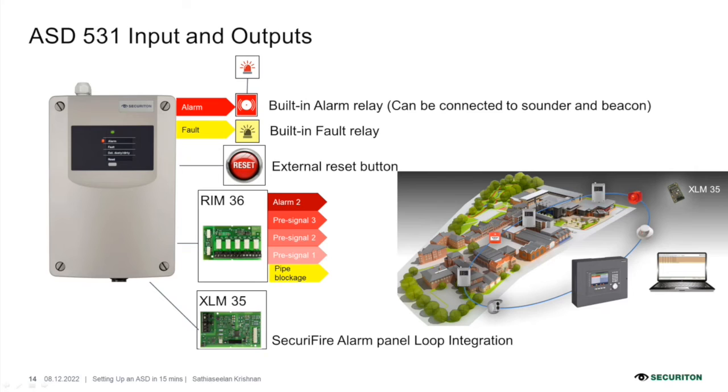And it also has an external reset button, which can be connected from the main board itself. There are connections for an external reset button, and if you press this button for more than 18 seconds, the ASD can be switched off or go into maintenance mode. That's also possible using an external reset button by the consumer. And as I mentioned earlier, on board itself we have alarm and fault relay connections, which can be sent to any sounder, beacons, or any other fire alarms as well. Any other third-party fire systems installed in a building can be connected through the onboard relays, as well as from the RIM36.